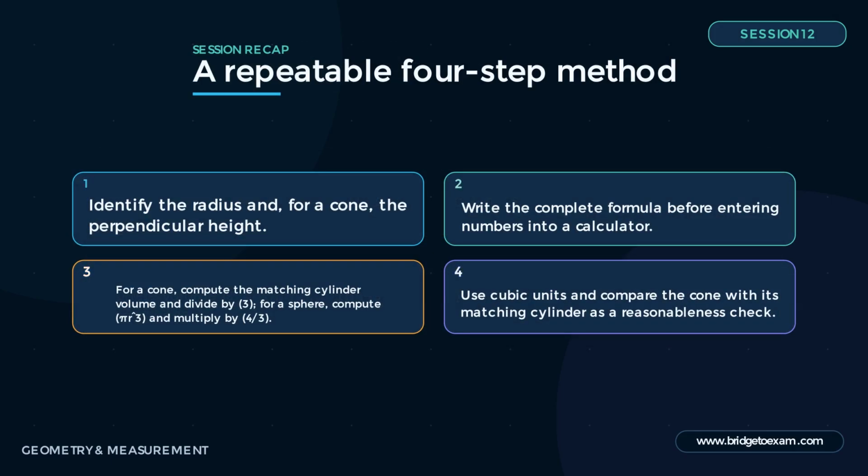Session recap. First, identify the radius and, for a cone, the perpendicular height. Next, write the complete formula before entering numbers into a calculator. Then, for a cone, compute the matching cylinder volume and divide by 3. For a sphere, compute pi r cubed and multiply by 4 divided by 3. Finally, use cubic units and compare the cone with its matching cylinder as a reasonableness check.